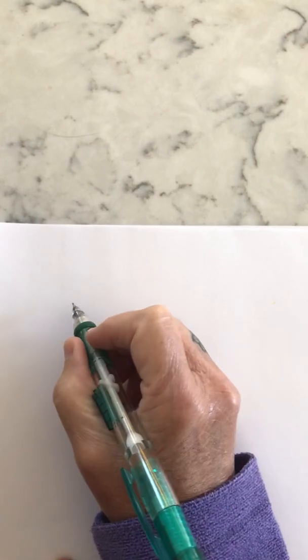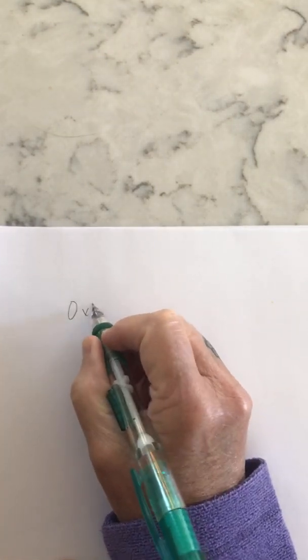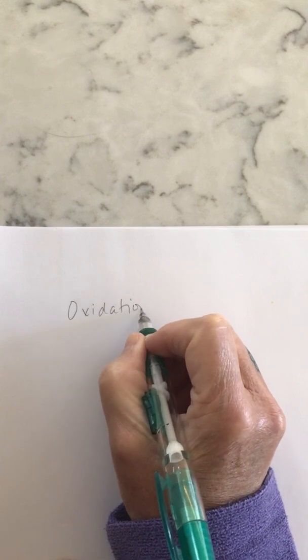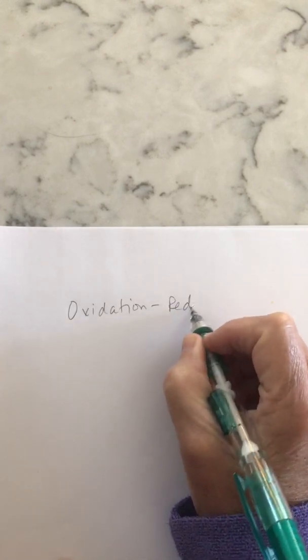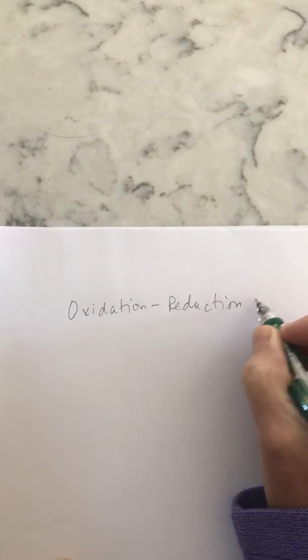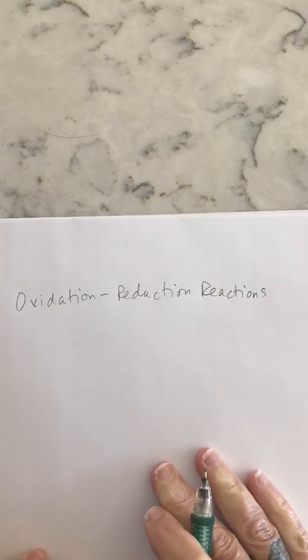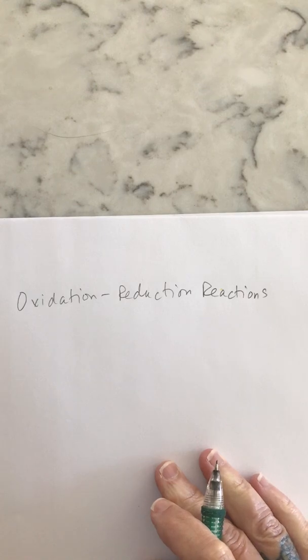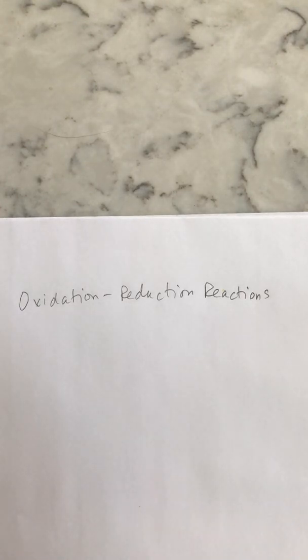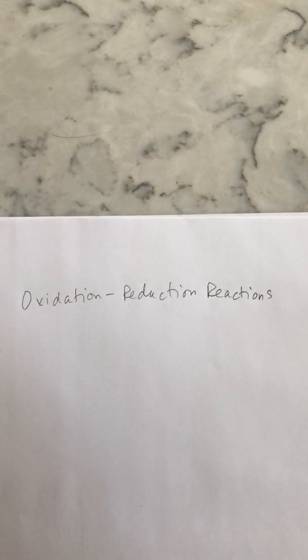So this is a brief introduction to oxidation reduction reactions. So many of the reactions that we have worked with in chemistry already have been oxidation reduction reactions. We're going to take a look at a few examples here.